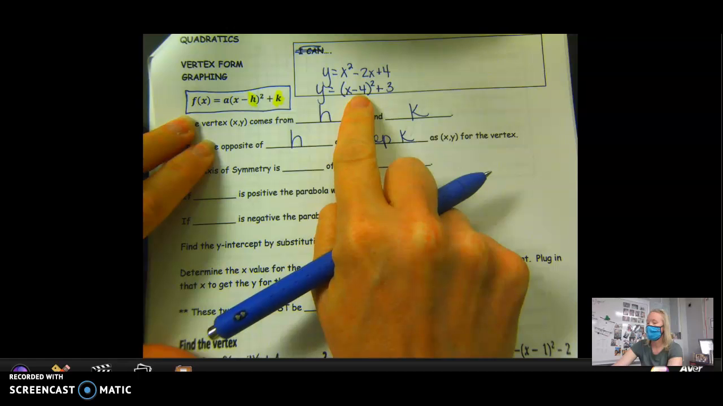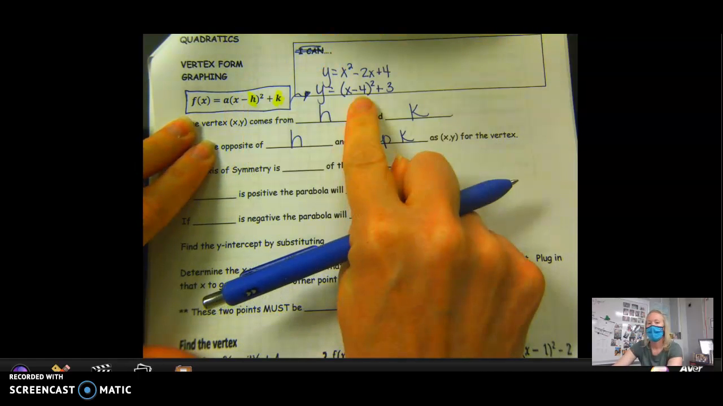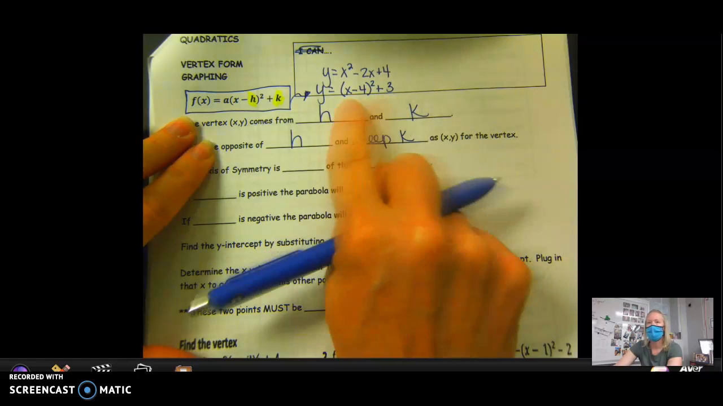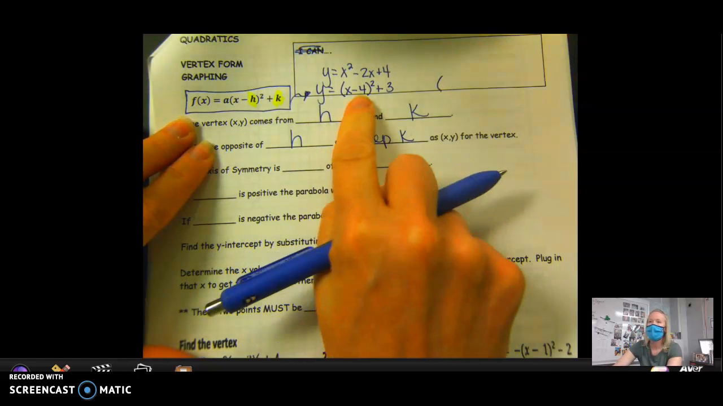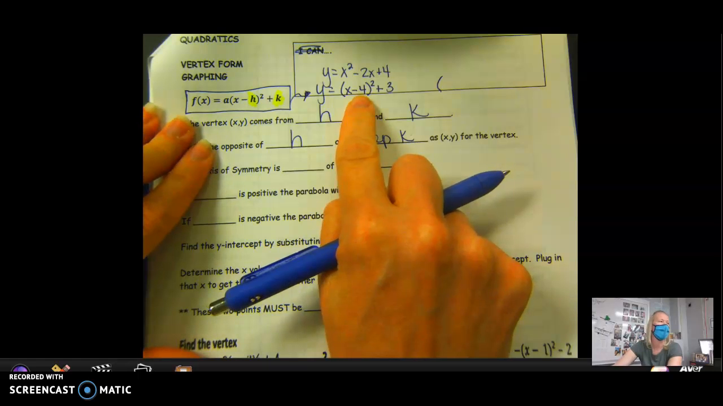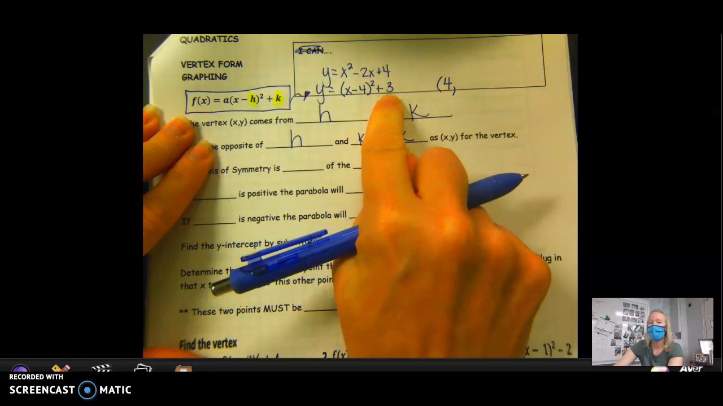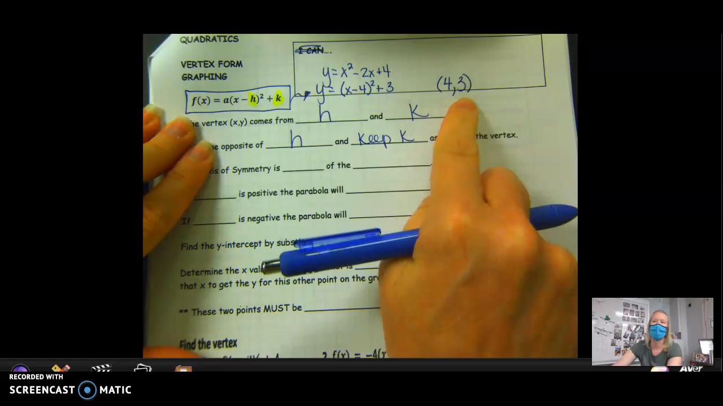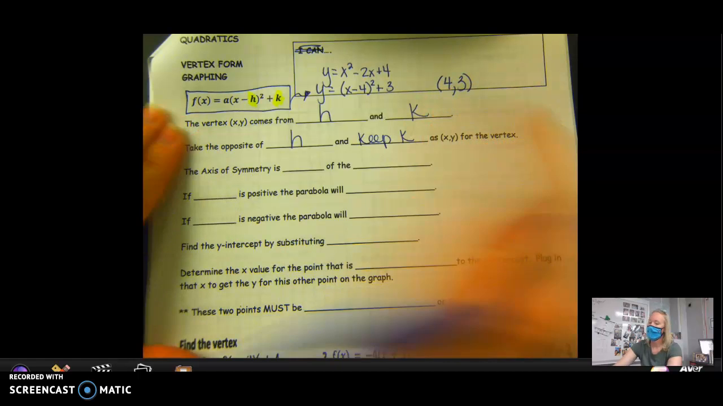So let's look at the one that I just made up and wrote down right here. Okay? This is my h value. This is my k value. This tells me my vertex. The vertex is opposite of this negative 4. So what's opposite of a negative 4? Positive 4. And we keep the k value. So 3. That becomes my x, y for my point, my vertex point. Does that make sense? Any questions on that?